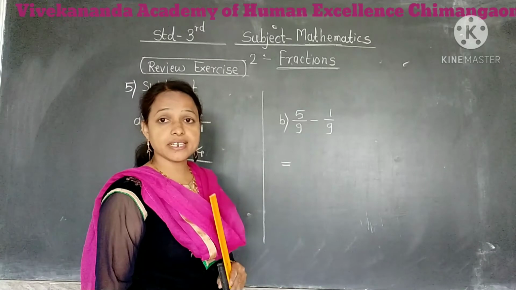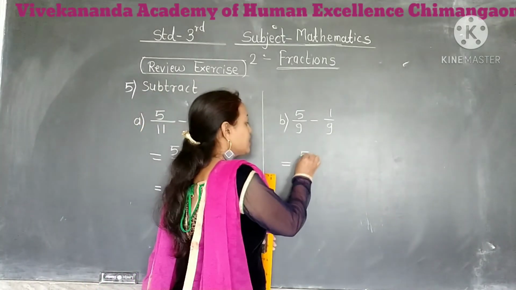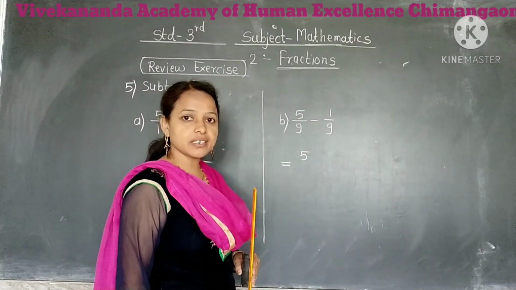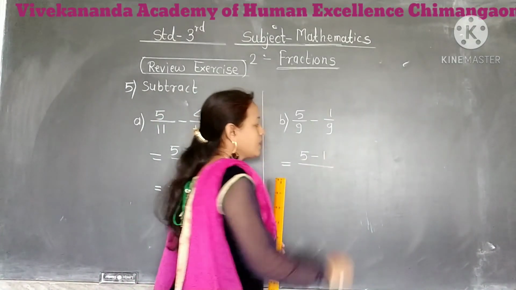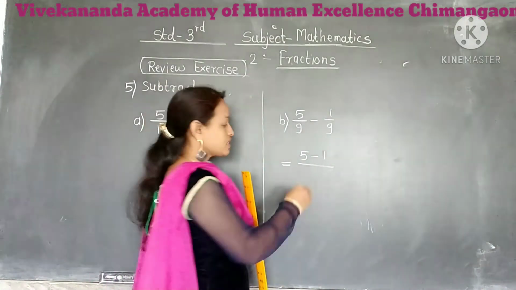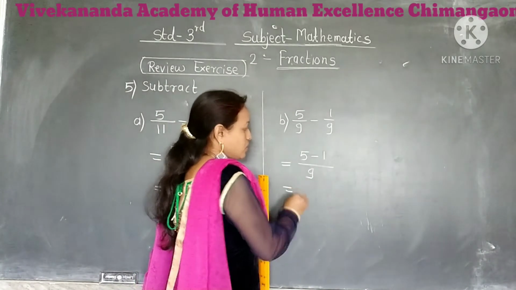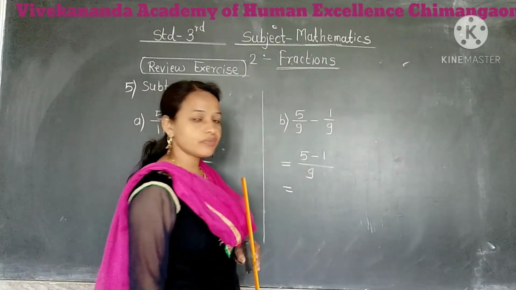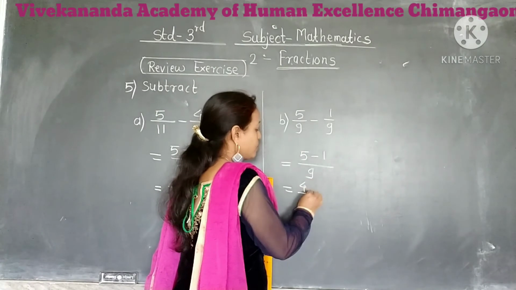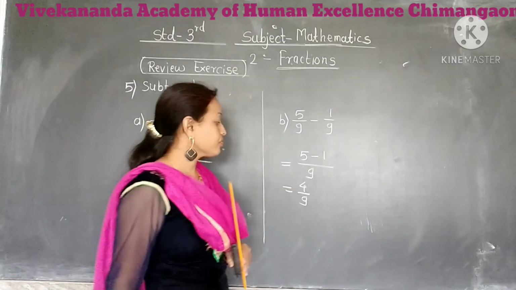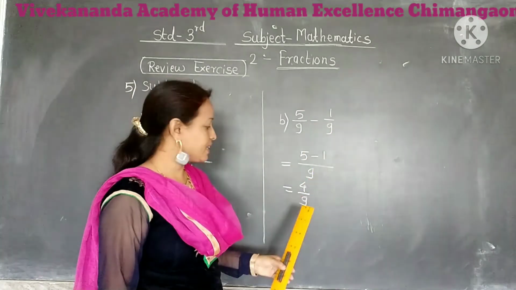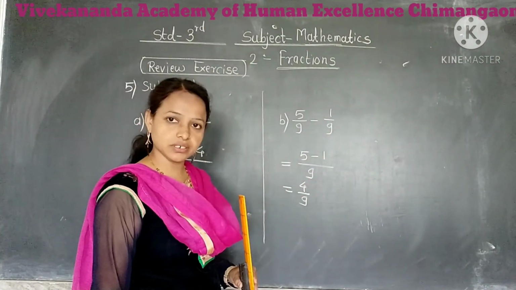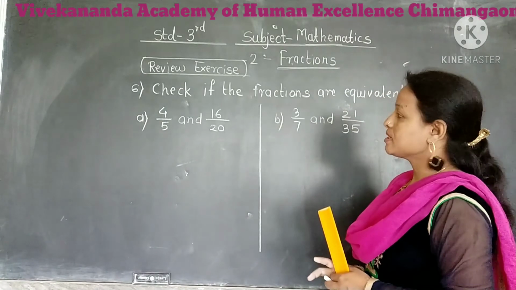5 upon 9, its numerator is 5. And 1 upon 9, its numerator is 1. So we subtract 5 minus 1, and the common denominator is 9. So 5 minus 1 is 4, and the common denominator 9. In this way we subtract 5 upon 9 minus 1 upon 9 and we get its answer 4 upon 9. Next, question number 6.